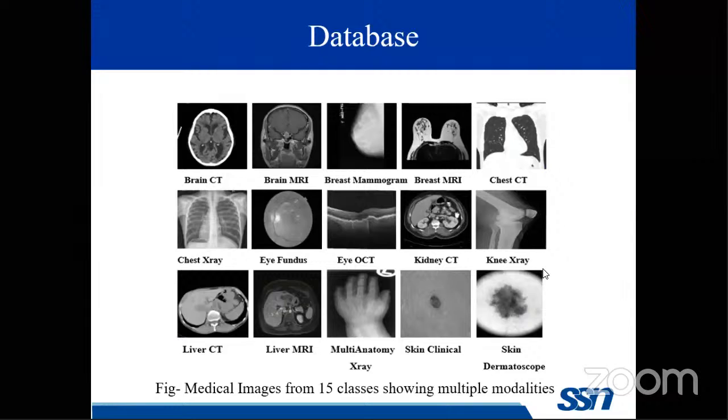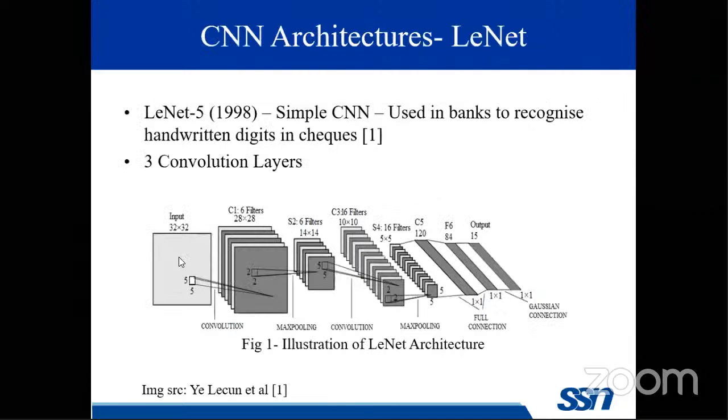And this is the sample of images considered for this query, brain CT. Earlier, 8 query images were considered, but now we have taken almost 15 classes from different sources: brain CT, brain MRI, breast mammogram, breast MRI, skin clinical, and skin dermatoscope. So everything was increased. And this is the known architecture, the LeNet architecture.